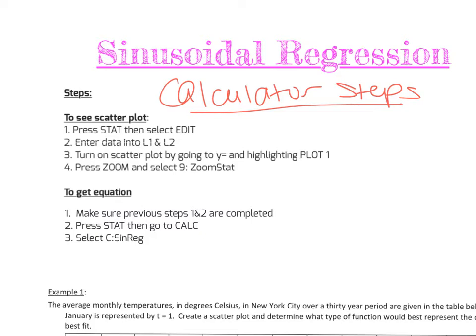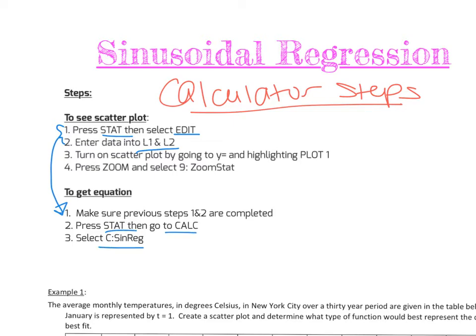Basically you want to press stat on your calculator and then select edit. And you're going to enter the data into list 1 and list 2. You turn on the scatter plot by going to y equals and highlighting plot 1. You press zoom, select 9, which is zoom stat. Then to get your equation, you make sure that these steps are done first, because you can't get an equation without having the data in. And then you'll press stat and calc and select sine reg for this specific lesson.